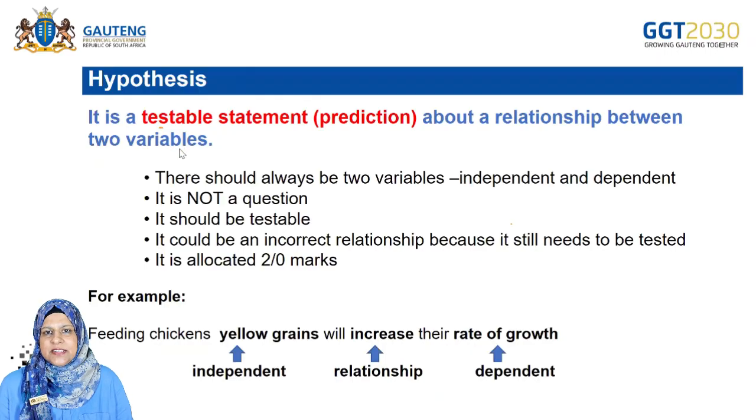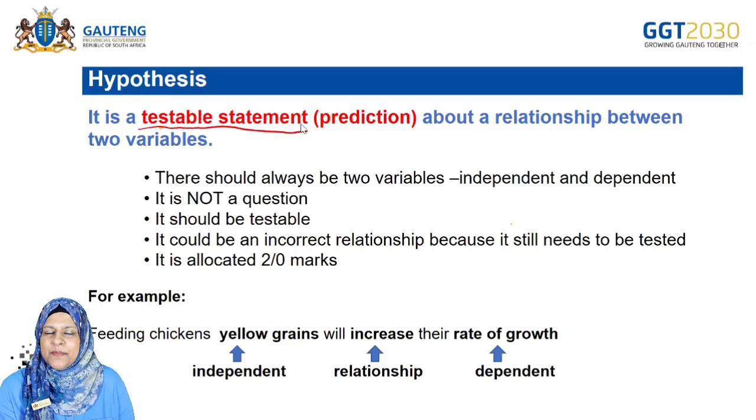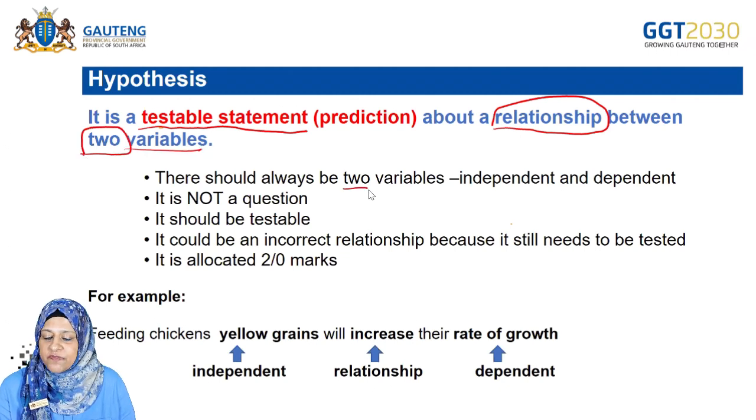The hypothesis is a prediction. Remember, we said it's a smart guess. It must be testable. It can't be anything. And the way you write it, there must be a relationship between two variables. Okay? So there's always two variables, the independent variable and the dependent variable. It's important to note the hypothesis can never be a question.